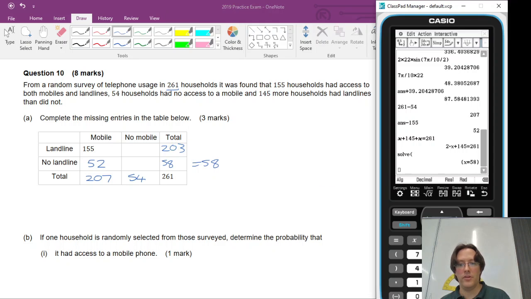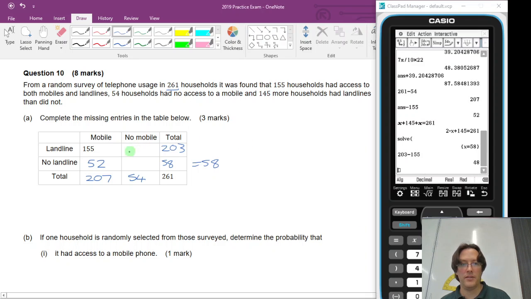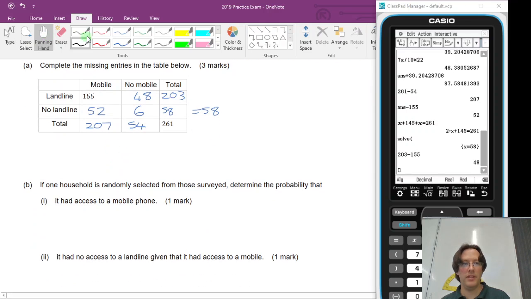And then let's just do the rest of it. 203 minus 155 is 48. Then that will be 6 in here. And there we have it. So that's our completed diagram. The hardest thing is working out this little bit here.